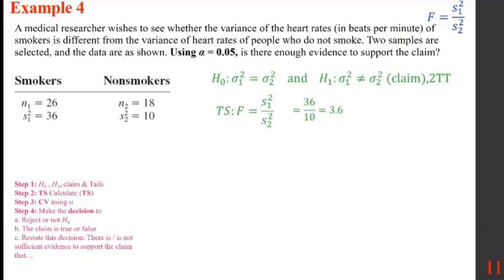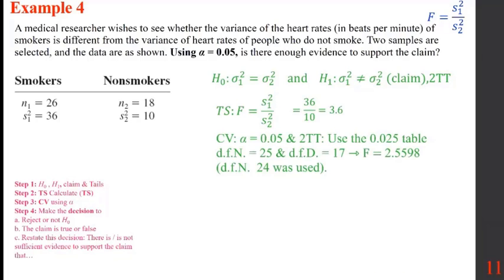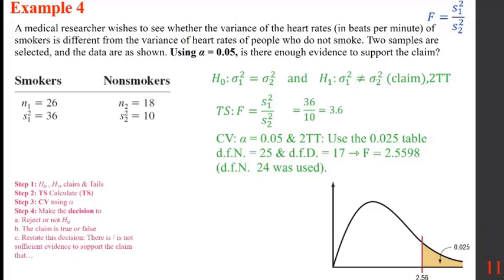Critical value: alpha is 0.05. You cut it into two pieces and you use a table of 0.025. Degrees of freedom of the numerator is 26 minus 1, for the denominator is 18 minus 1. Now, when you go to the table, the limitation of a table is that for the numerator, we stick with whatever we have. If we have 25, fine. If not, in this case, 24. And we get the F, 2.56 roughly.